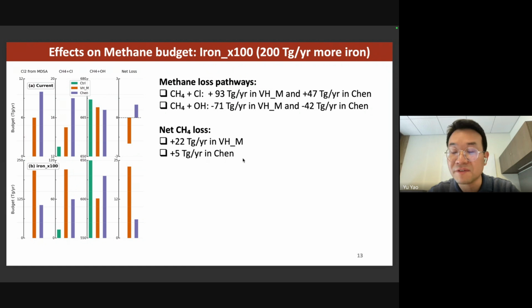And if using the Tan scheme, the additional loss is only 5 teragrams. So it's also reasonable, because the Tan parameterization has more constraints. So adding iron will not linearly increase the methane loss in this parameterization.